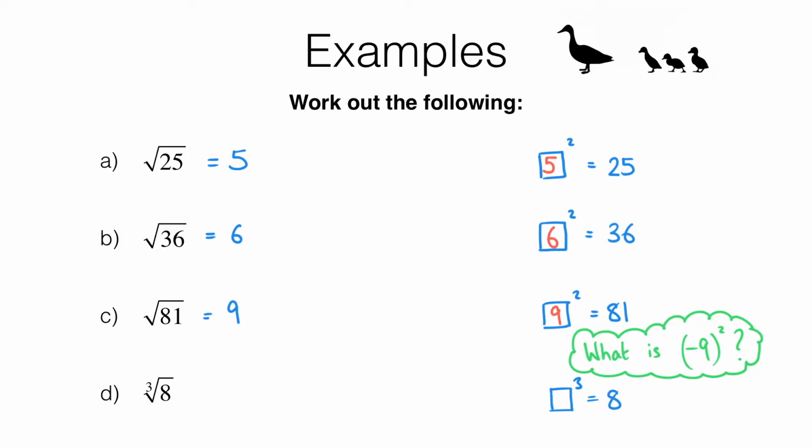If you don't know your powers of 3, then the way to do these questions is effectively by testing out numbers and seeing if they work. So let's start with something small. Does 1 to the power of 3 equal 8? No, it doesn't. 1 to the power of 3 is 1 times 1 times 1, which is just 1.